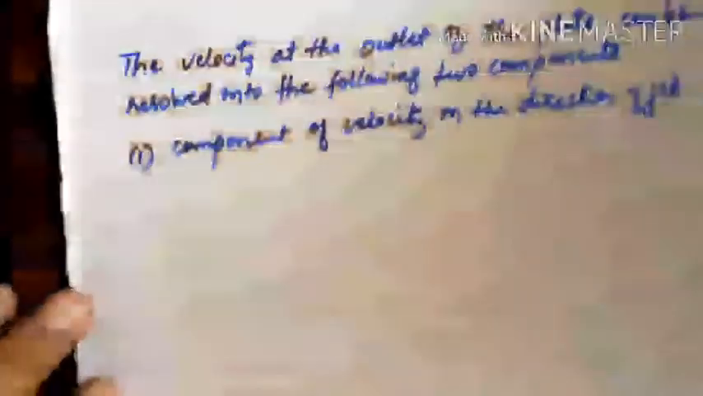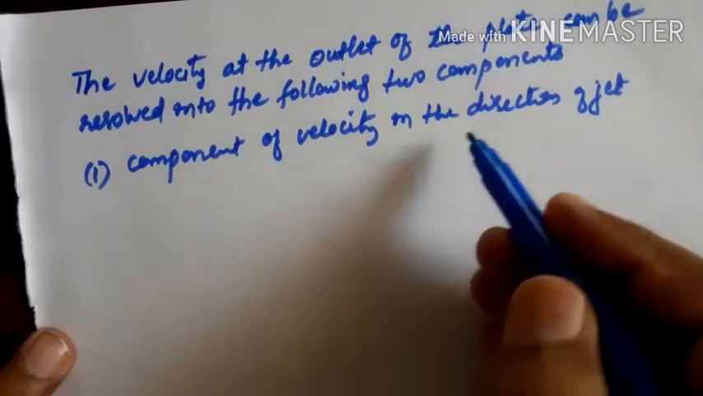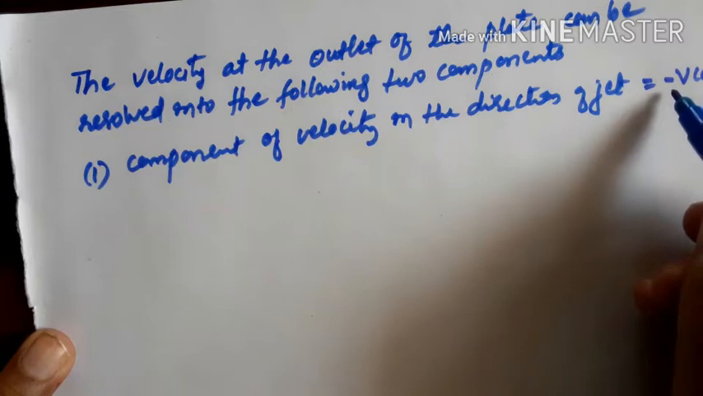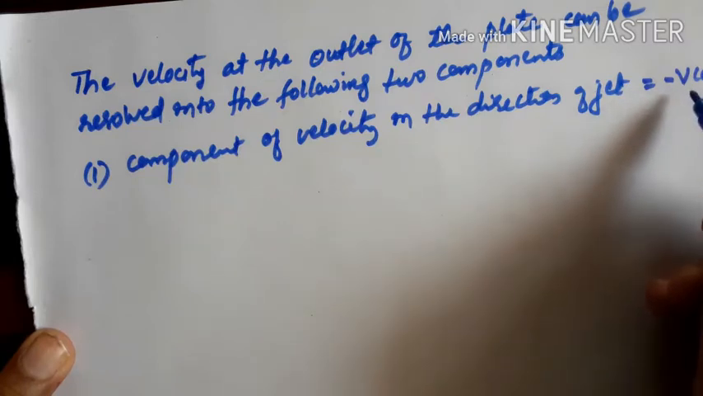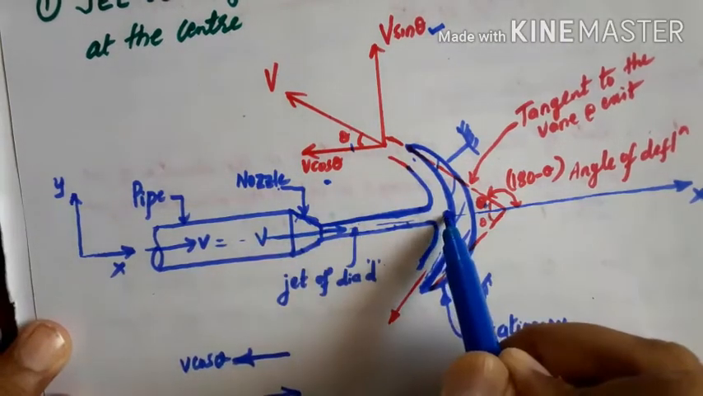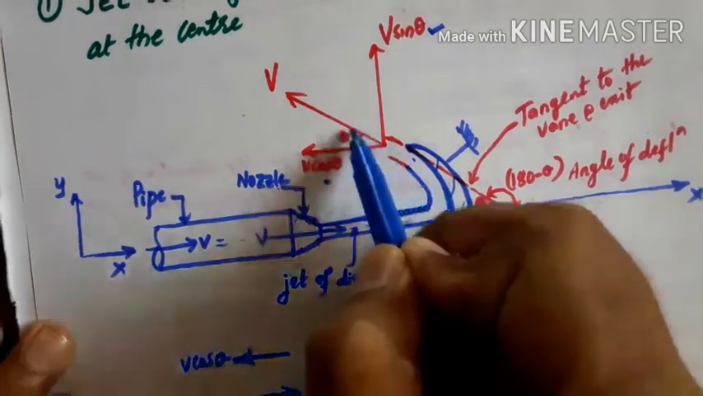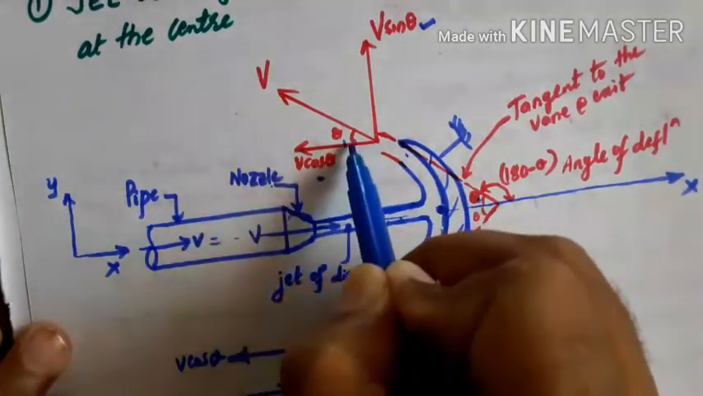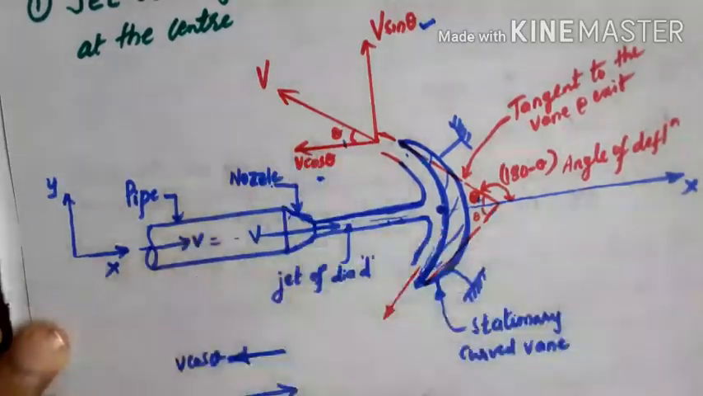So the component of velocity in the direction of jet can be written as minus v cos theta. Why the minus sign? It is coming in the opposite direction. The negative sign indicates that the velocity of the jet at the outlet is in the direction opposite to the fluid jet. See, this is the velocity v striking the vane at the center and coming out with a velocity v, making an angle theta. When you resolve this one, we get in the direction of jet but in opposite direction, v cos theta.